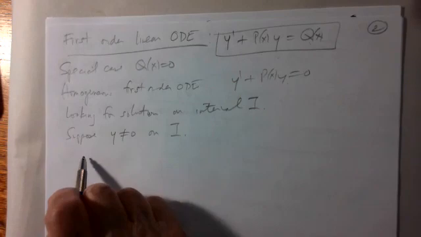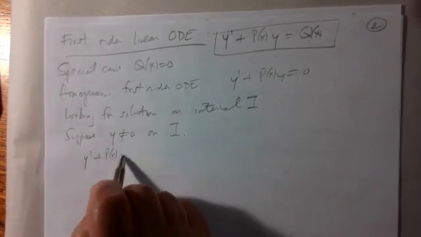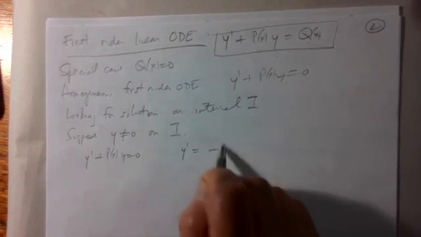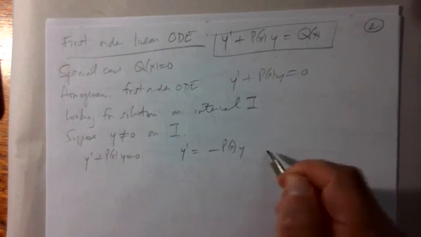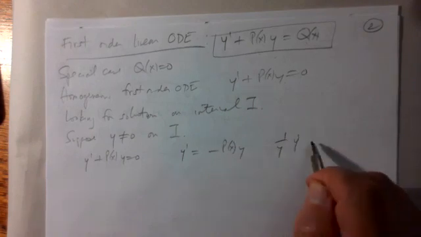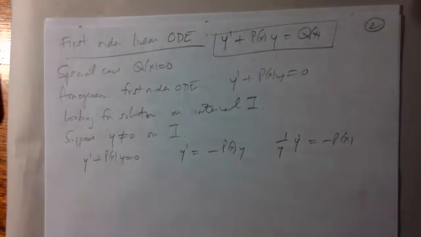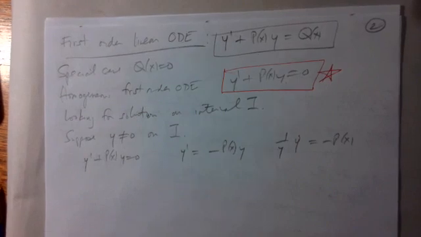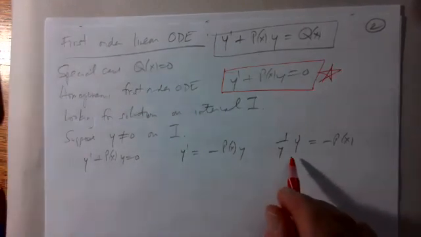So if I have this equation, y' + p(x) y = 0, I can rearrange it. y' is minus p(x) y, or dividing by y, because y is non-zero, (1/y) y' is minus p(x). So any non-zero function y that satisfies our homogeneous first-order linear differential equation also satisfies this equation.